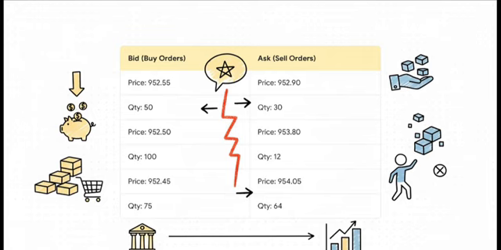This is the live auction right now. On the left, you've got the bids. That's all the people lined up waiting to buy and the prices they're willing to pay. On the right, you have the asks. Those are the people waiting to sell. And you'll notice the lowest seller's price is always a little bit higher than the highest buyer's price. That little gap, that's called the spread.